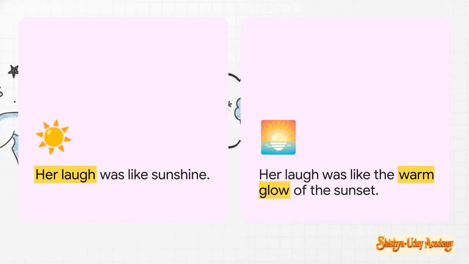Now listen to this. Her laugh was like the warm glow of the sunset on a summer evening. This second sentence paints a much clearer picture because it uses specific visual and tactile sensory details. It doesn't just tell you the laugh was nice. It uses warm glow and summer evening to make you physically feel the comforting mood of that specific, beautiful laugh.